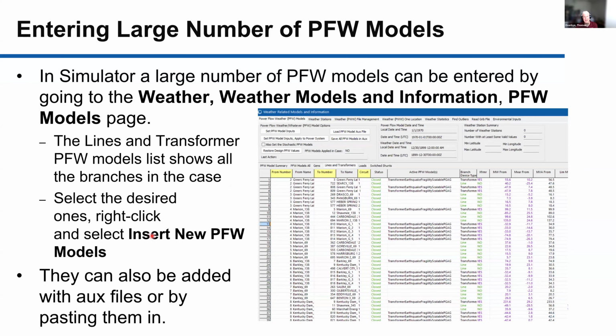We've got ways set up to make it easy to enter large numbers of PFW models. Coming up, I'm going to show you an example with a 1,000 bus case in which I put PFW models, fragility models, on all the transformers, and I just pasted that in very quickly.